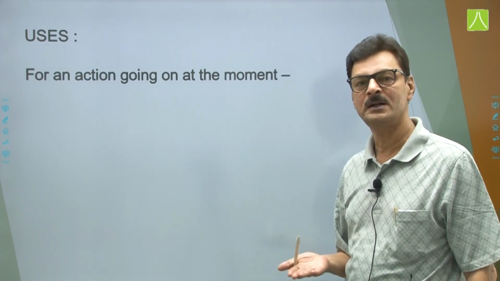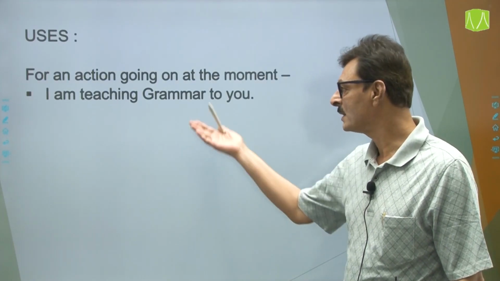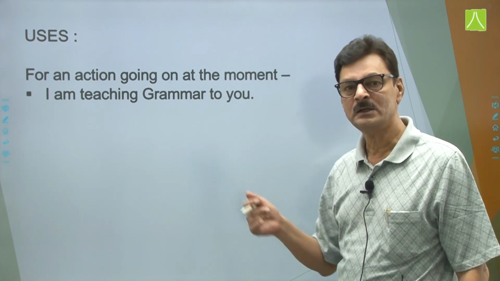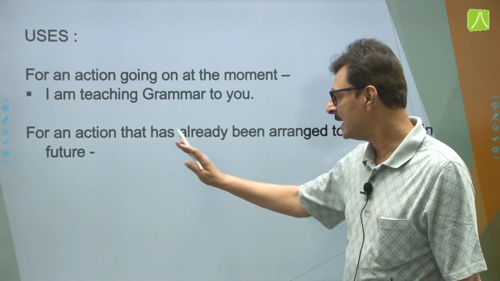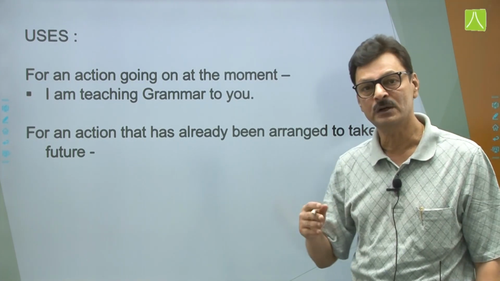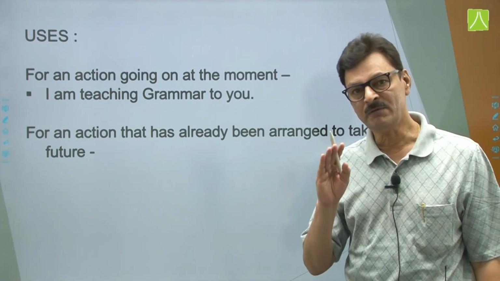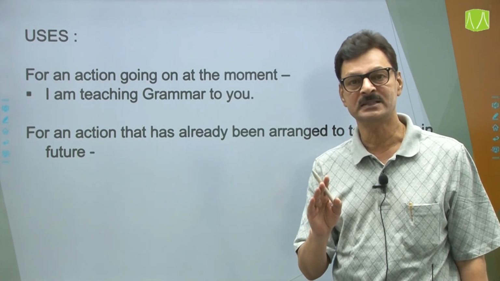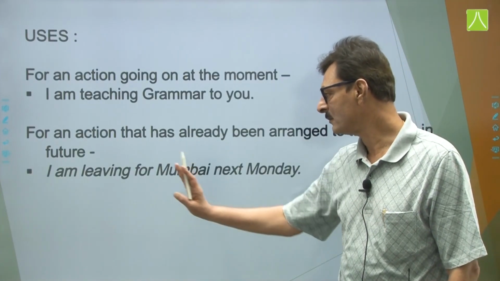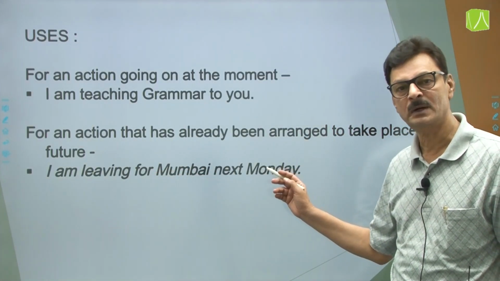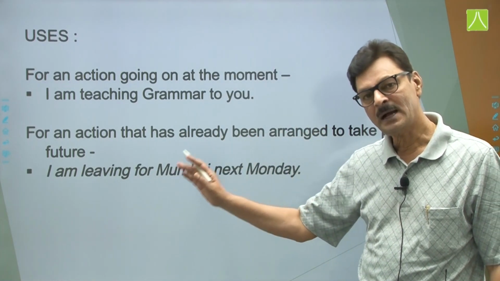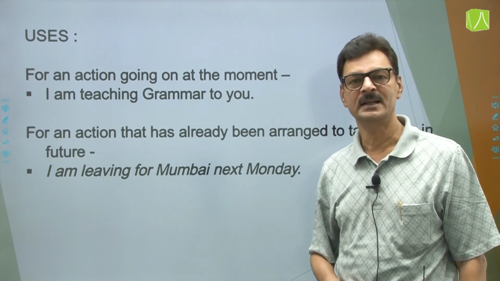Moving on with the usages of this, कहाँ use होता है? For an action going on at the moment, this I just told you. I am teaching grammar to you, इस समय क्या हो रहा है? This is what this tense tells us. It is also used for an action that has already been arranged to take place in future. Future activity के लिए also, if it has been pre-arranged, pre-decided, we can use present continuous tense to show this. I am leaving for Mumbai next Monday. मैं अगले Monday की बात कर रहा हूँ, but it has been decided, so I can say I am leaving for Mumbai next Monday.